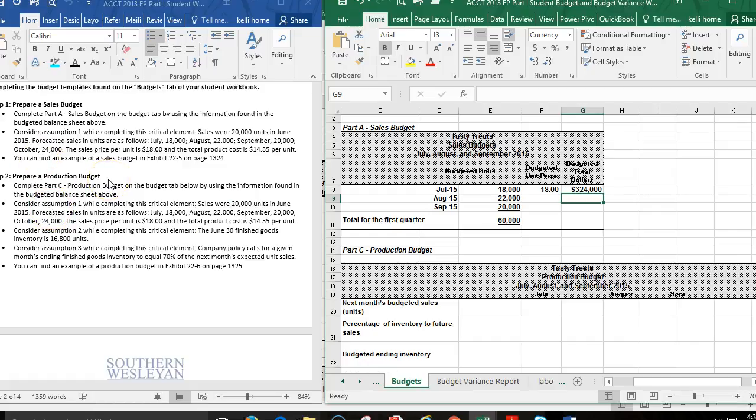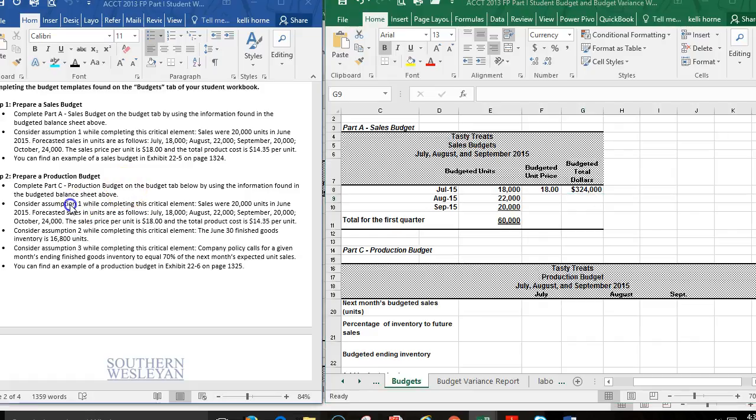Now, we understand from our reading that it is necessary to complete the sales budget in order to complete the production budget, because we're going to use information from the sales budget to prepare the production budget. So let's begin now with step 2.